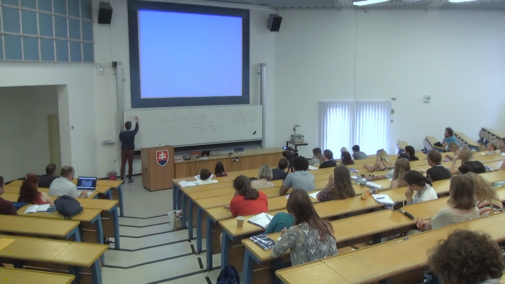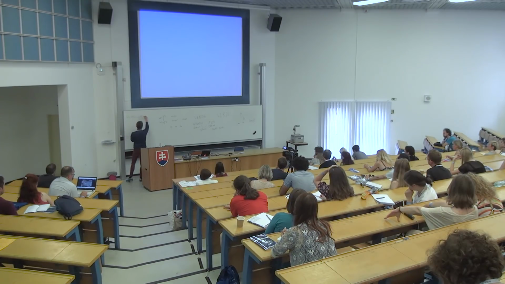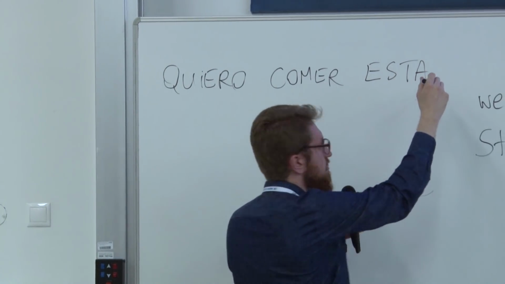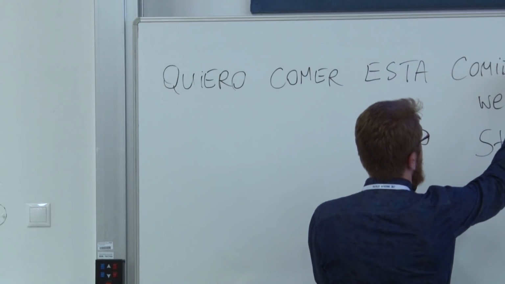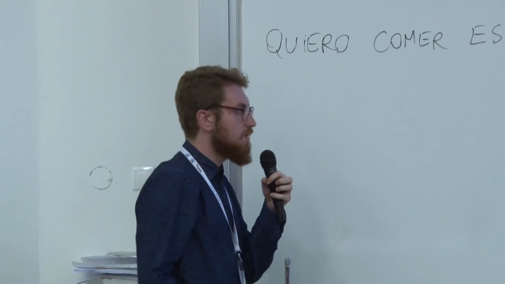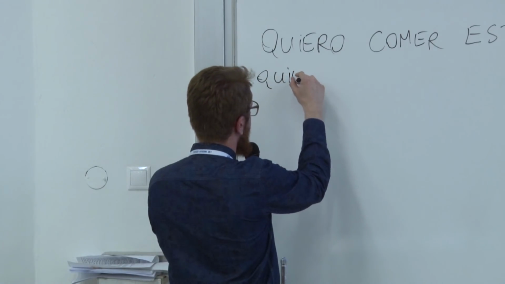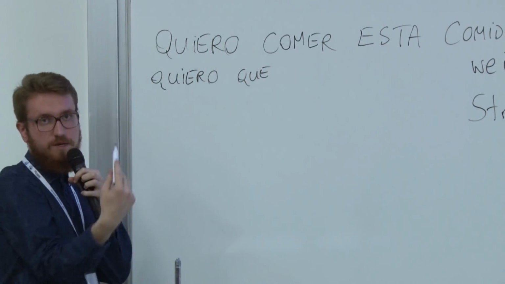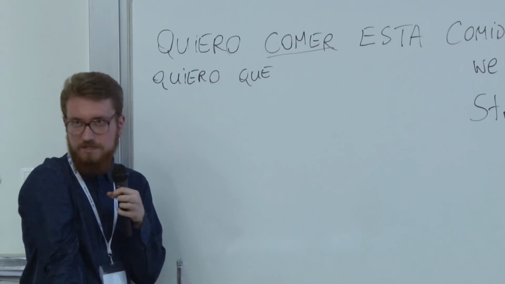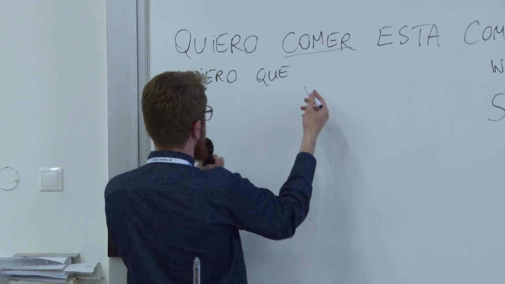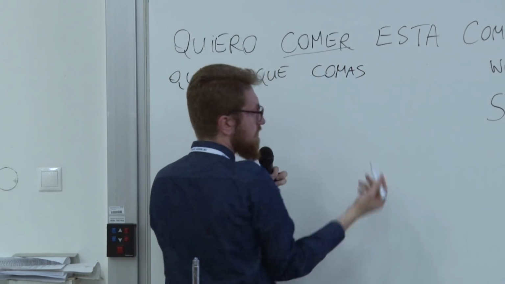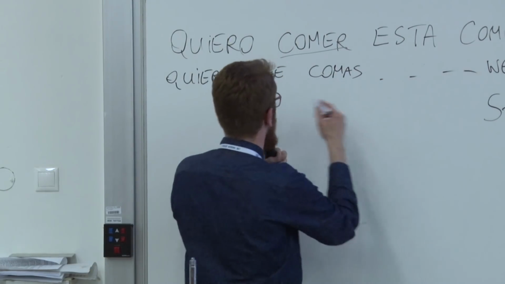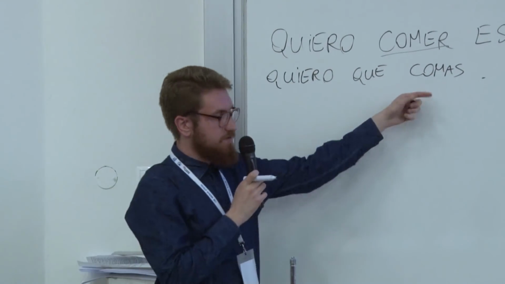So when you want to say, for example, let's see, quiero comer. Okay, this sentence is not going to be very intelligent, but it doesn't matter. Quiero comer esta comida. I want to eat this food. And then, when you speak of another person, so if the subject is the same, you just use the infinitive, but not every language uses the infinitive. In a second. If you speak about another person, if I refer to you, I want you to eat this food. Quiero que comas esta comida. And here, it's the subjunctive.